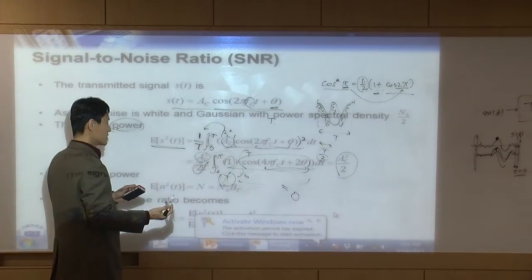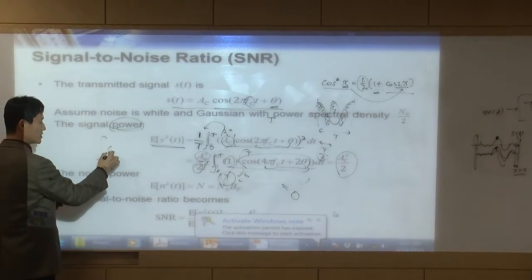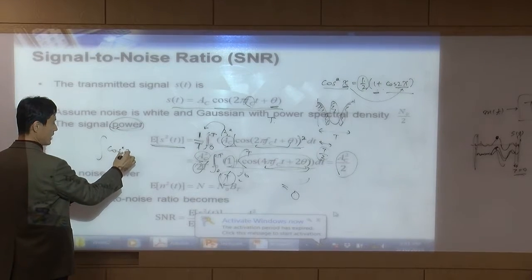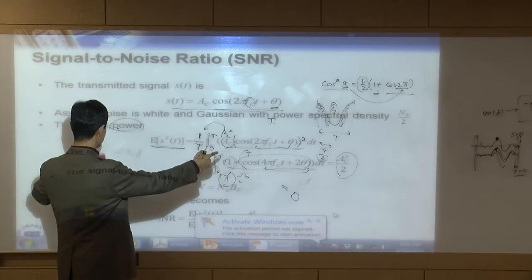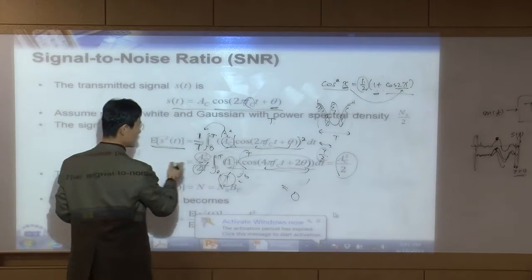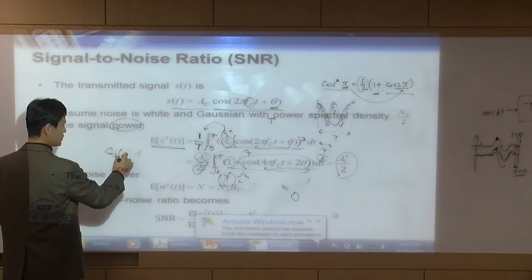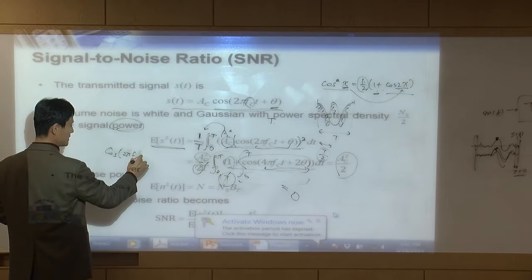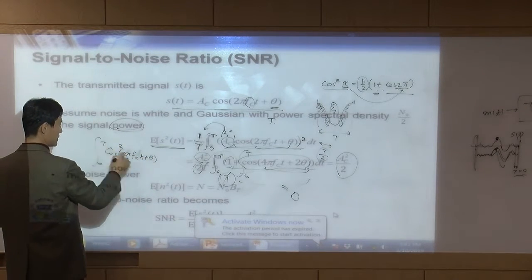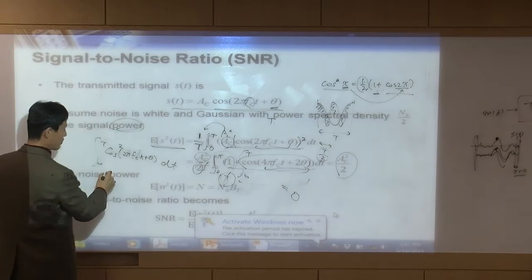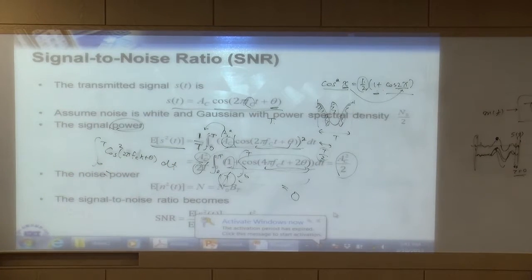So now what I want to suggest to you is to remember the integration of cosine squared, not x but the integral from 0 to T of cosine squared of (2 pi f_c t plus theta) dt. What's going to be the value?